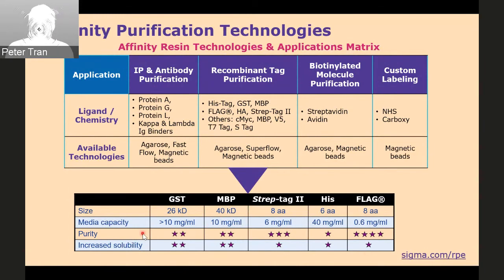And the purity also is different. The FLAG tag is an epitope tag, so you need to use the anti-FLAG antibody resin. Therefore, it gives you very high purity. It's very specific. And if you want to increase the solubility of a target protein, you might want to use MBP. So depending on your purpose and your application, you want to choose a proper tag for your protein. And if you want to get more detail, just jump on the sigma.com/RPE website. There's a lot of useful information about how you can choose a proper tag for purification.